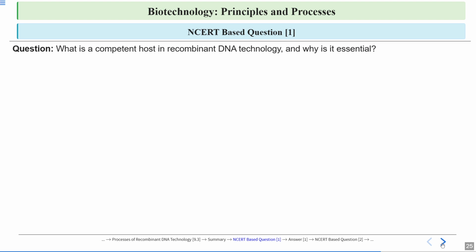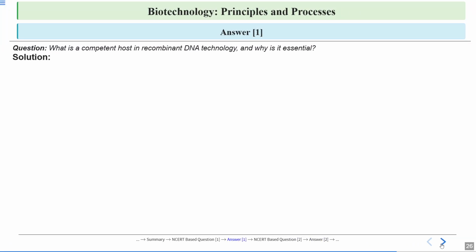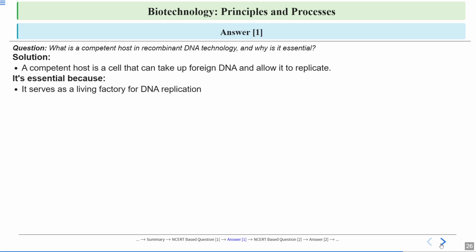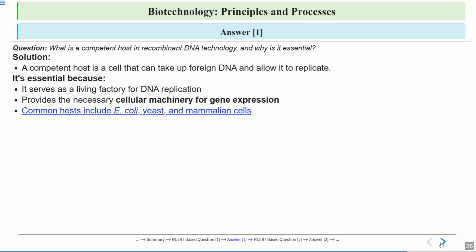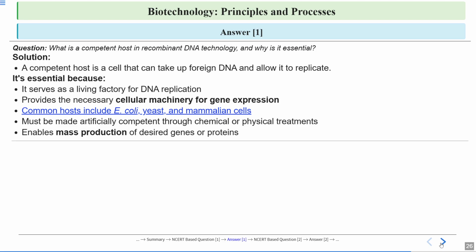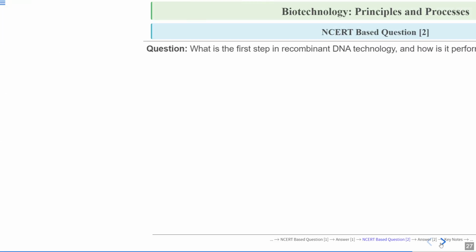So the first question: what is the competent host in recombinant DNA technology and why is it essential? Because time is short, I am telling you the answer. A competent host is a cell that can take up foreign DNA and allow it to replicate. It is essential because it serves as a living factory for DNA replication. It provides all the necessary cellular machinery for gene expression. Common hosts include E. coli, yeast, or mammalian cells also. It must be made artificially competent through chemical or physical treatment that we have talked about. It enables mass production of the desired gene or proteins.